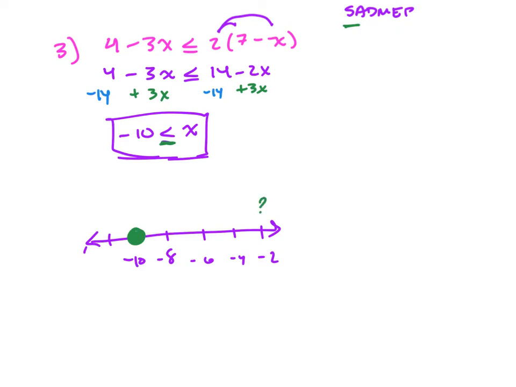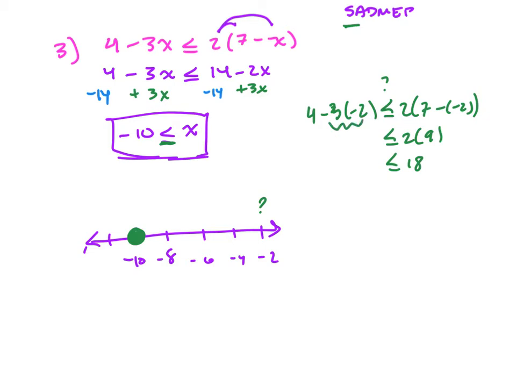So I'm going to check this over here. So I'm going to say 4 minus 3 times negative 2. Is that less than or equal to 2 times 7 minus 2? A little double negative. What is that? Plus? So that'd be 9, 18. You do this first, everyone. Order of operations. So that's actually negative 6, but plus. So this would be 4 plus 6, which is 10. 10 is less than 18.